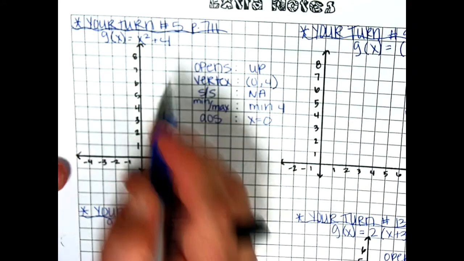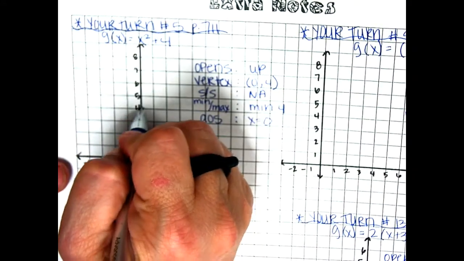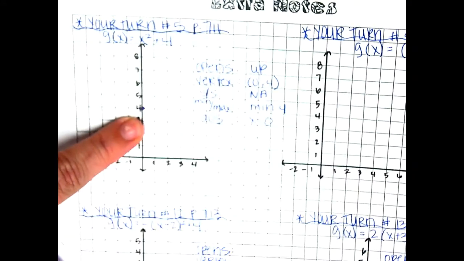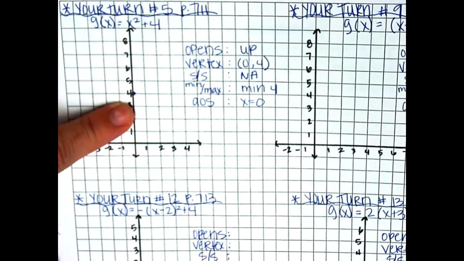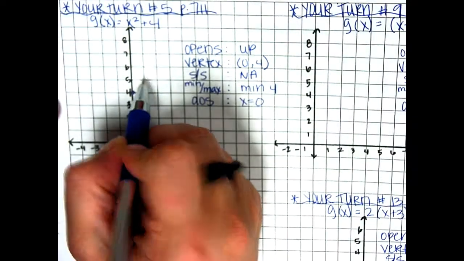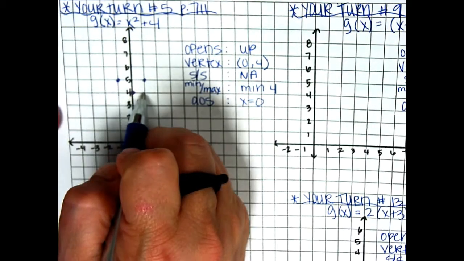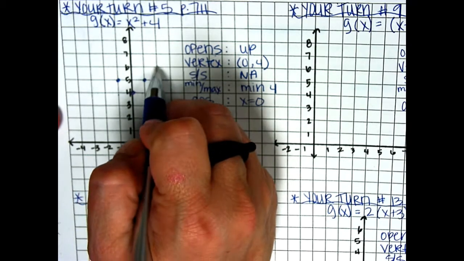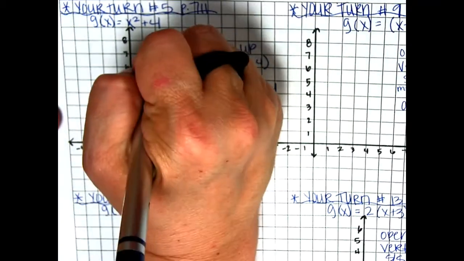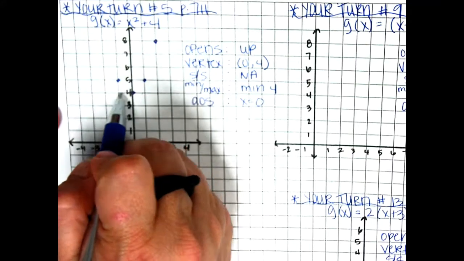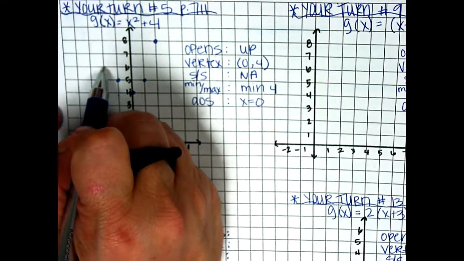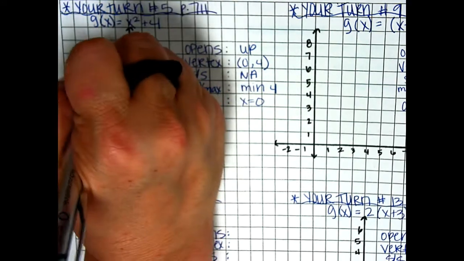So I'm going to graph the point 0, 4. Right there. And then with no stretch or shrink, I can go out 1, up 1, and I go both ways. Out 1, up 1. And then out 2, up 4. Again, out 2, up 1, 2, 3, 4.